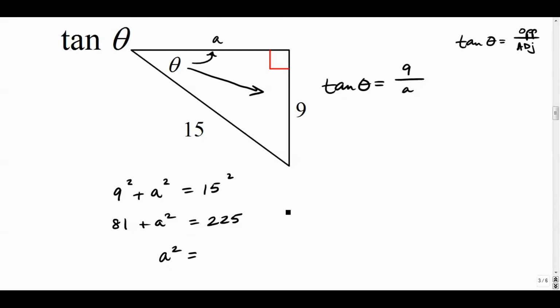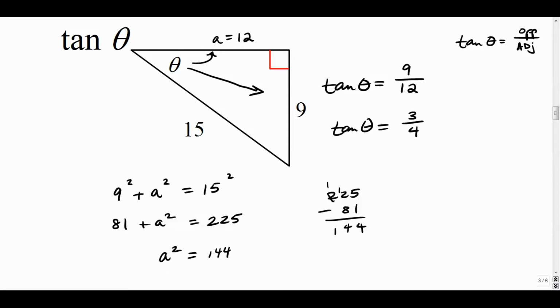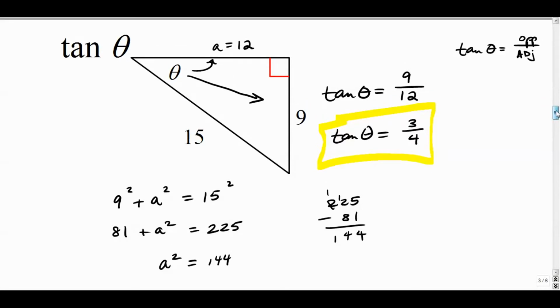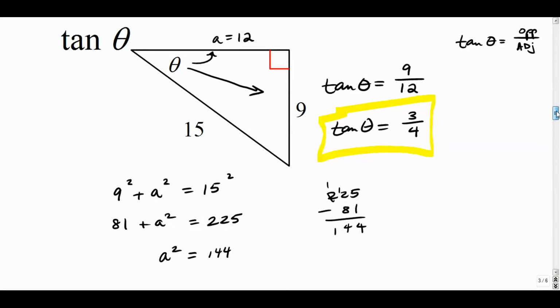So a squared is equal to 225 minus 81, which is 144. So a is 12. So it's 9 divided by 12, which is 3 over 4. So tangent of theta is 3/4. And again, if you wanted to find the actual theta measure, you would just take the arc tangent, or the inverse tangent, of 3 over 4.